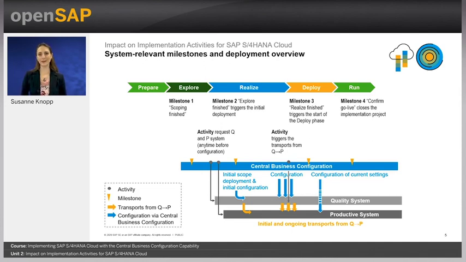So let me quickly repeat what you learned in this unit. You learned how SAP S/4HANA Cloud implementations will be impacted by central business configuration. You learned the key activities done in central business configuration in each of the implementation phases. You learned that instead of using Manage Your Solution app, you do the configuration of your business processes via central business configuration. And you got to know the key milestones in central business configuration.